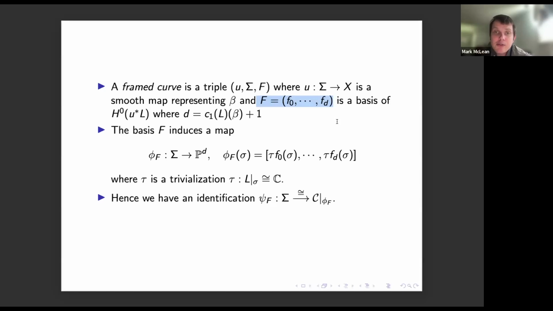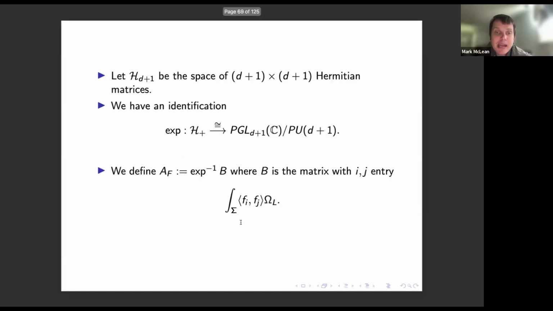If I have this basis of sections, then I can form a matrix. I pair these sections up using the Hermitian metric, and I integrate over a form like this, and I get a matrix. What I really want is this matrix to be orthogonal, but it's not always orthogonal. So this is what I want. I have this matrix A sub F.